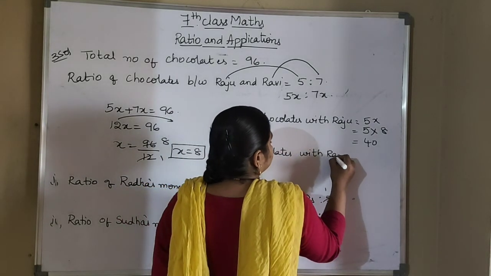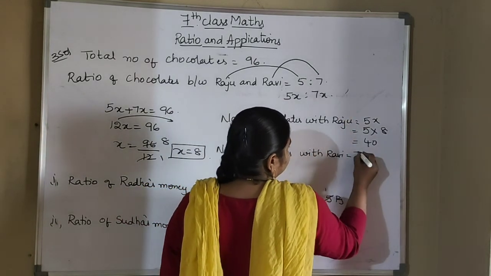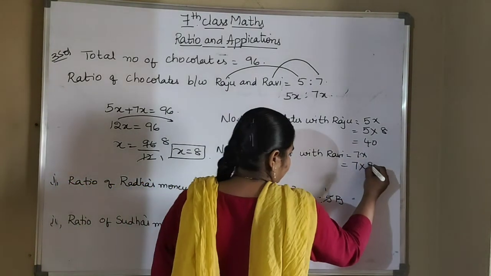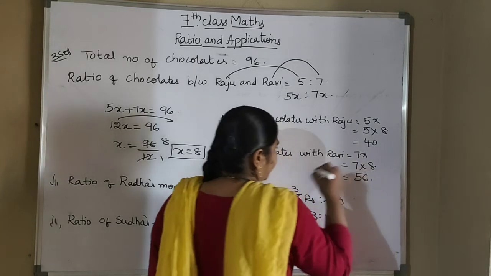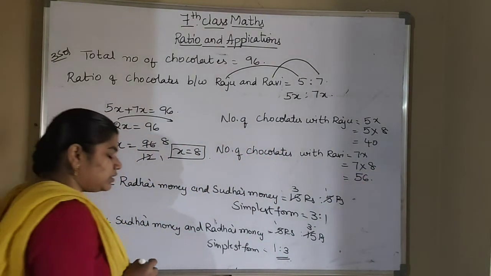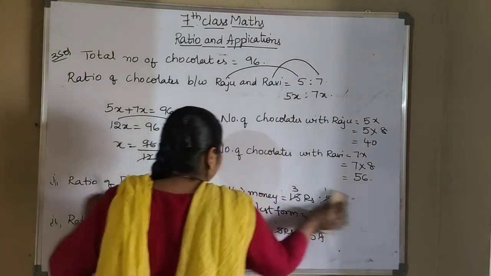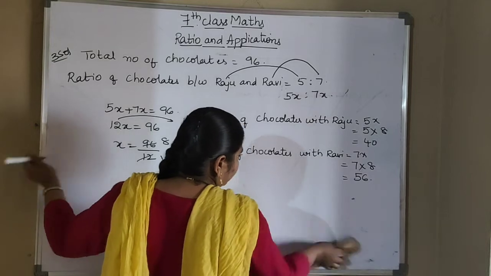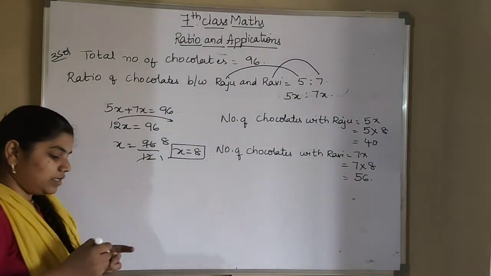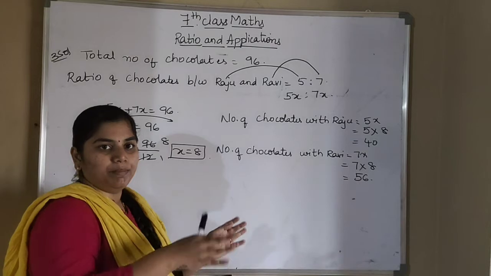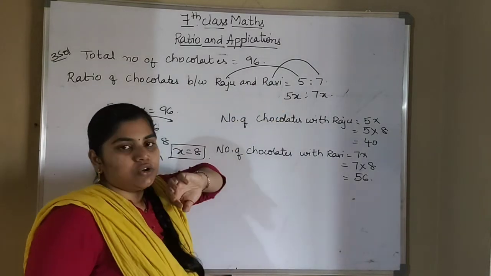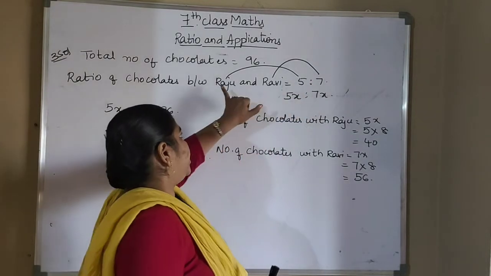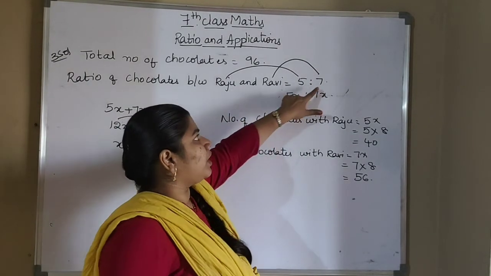with Ravi. So what is the ratio of Ravi here? 7x. So 7 is a constant value. x is 8. So you got 56. So the number of chocolates with Ravi is how many? 56. So this is our third solution. So once again you see, the total number of chocolates is 96. Those 96 chocolates you have to divide between two members, that is Raju and Ravi. And also they have given the ratio for that as 5 is to 7. So the ratio of Raju is 5, the ratio of Ravi is 7.